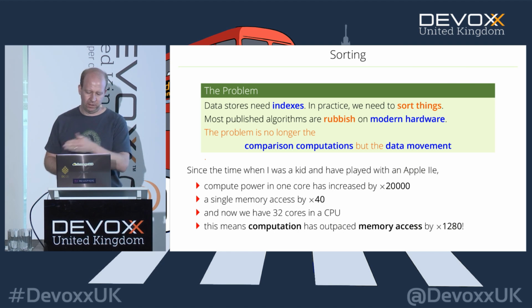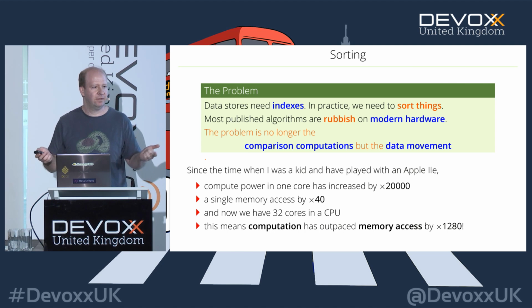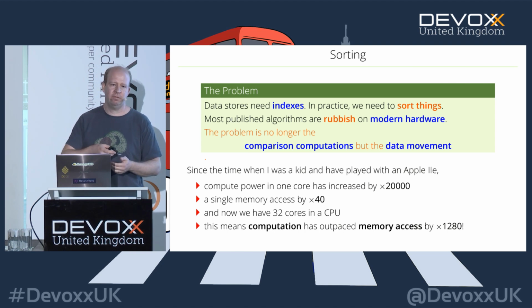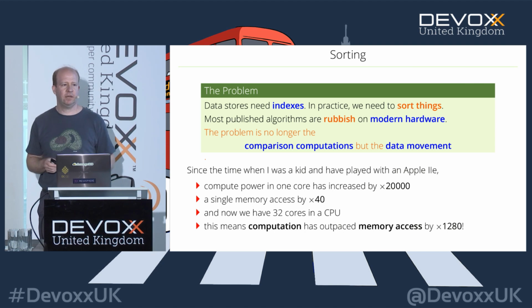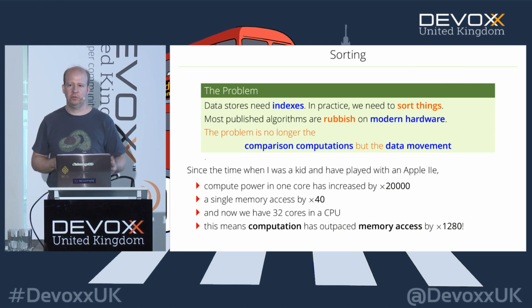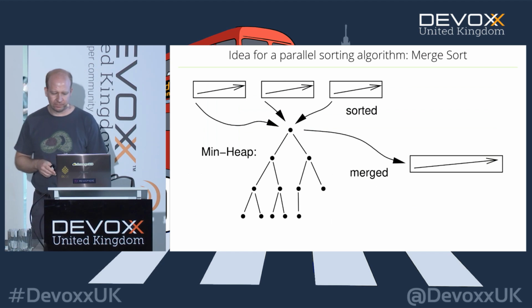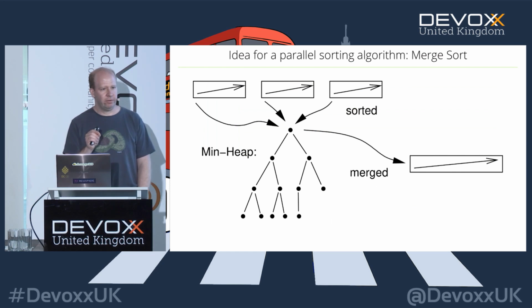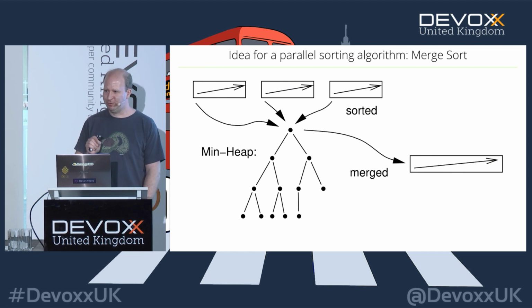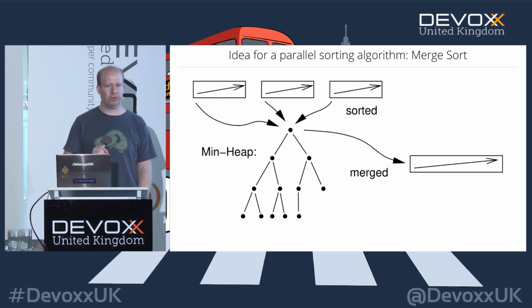So therefore, basically all the analysis of sorting algorithms is useless. So what can we do? Imagine you have 16 gigabyte of data and a 32-core machine. Everything is in memory. How do you sort this as quickly as possible? Well, here's the idea. One of the published algorithms is actually useful here, and that is Mergesort.